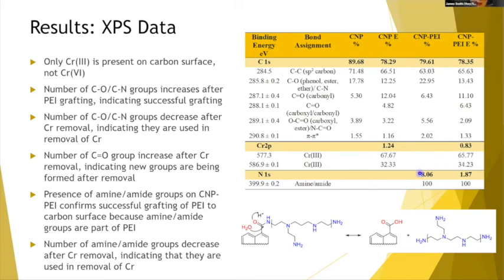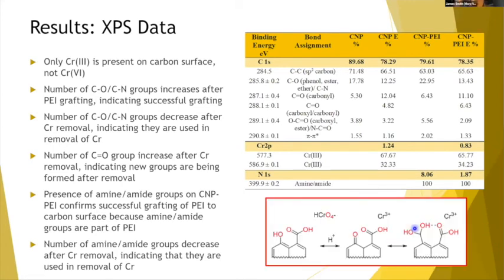And since only chromium 3 is present on the surface, again, this tells us that complexation of chromium 6 with the amide groups isn't happening, and that instead we believe it's happening in this mechanism, which is very similar to the CNP one, where you see that chromium 6 is reduced to chromium 3 again, and that the phenol groups are oxidized to form carboxyl and carbonyl groups again. And this is also shown in the table right up here as it was for CNP.